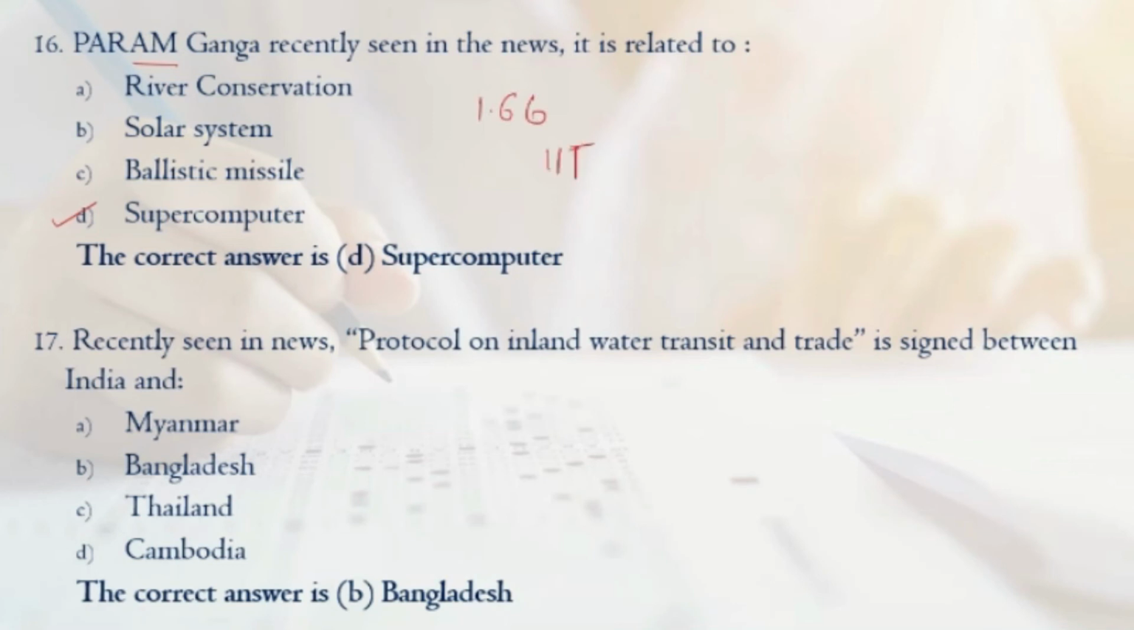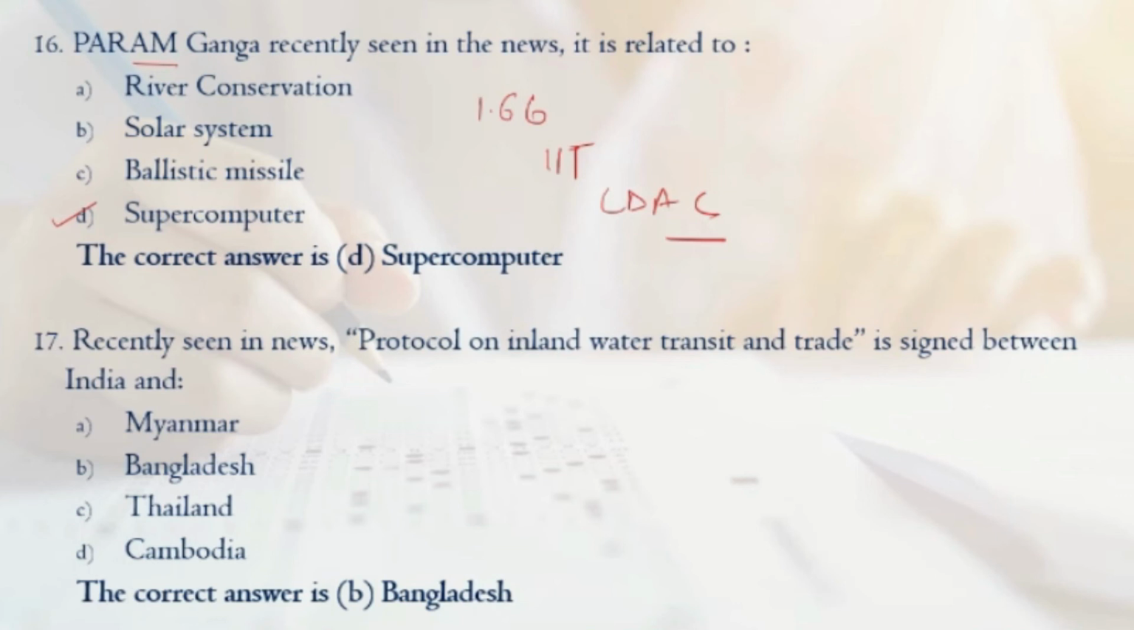Paramganga is designed, developed and commissioned by the Center for Development of Advanced Computing (C-DAC). Its components are manufactured and assembled in India, and the availability of such a supercomputer will accelerate research and development activities in multidisciplinary domains of science and engineering.